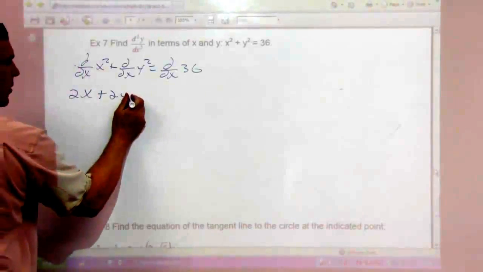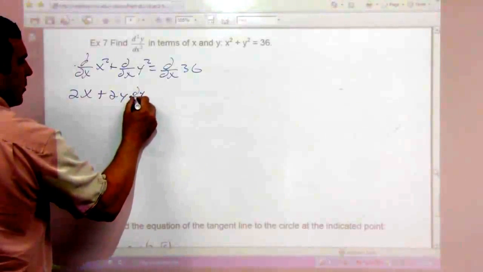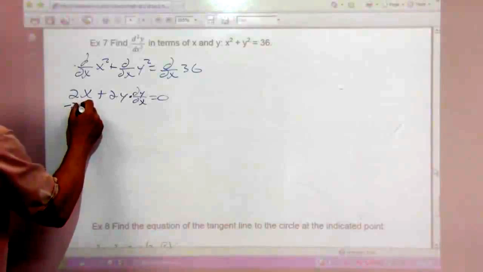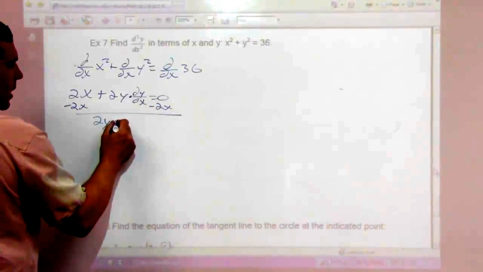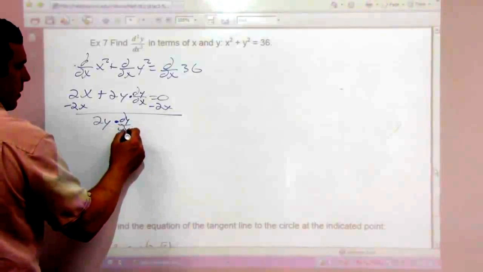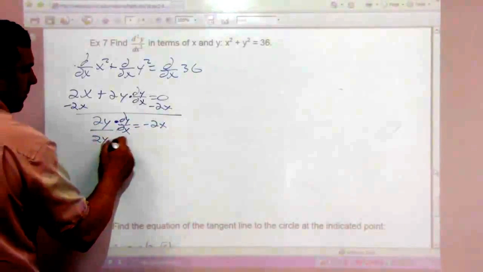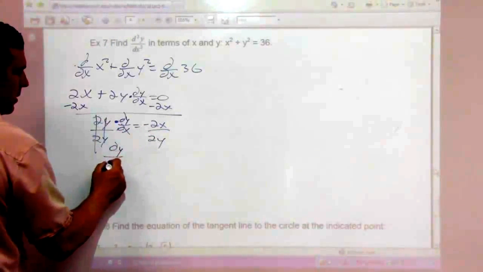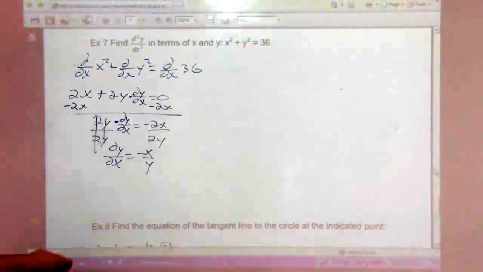You may have seen this. You may have been screaming, "No, Jeff, you forgot your dy/dx with the y. You just said it was a rule." You're right. I said that was a rule. My mistake. Now, if I subtract the 2x from both sides, 2y dy/dx equals negative 2x, and then we can divide by 2y. So dy/dx equals negative x over y. There we go. Now we're happier.